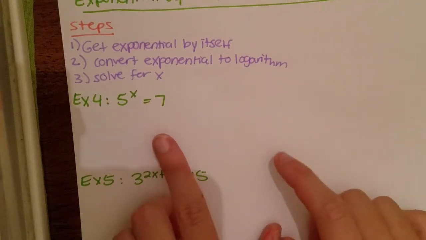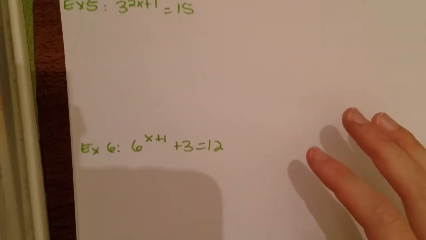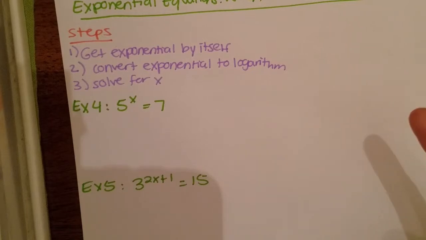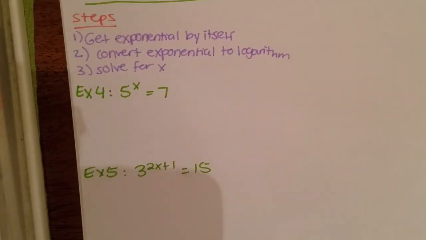Then, to get our exponent out of the exponent, because if you see here, all of our variables are in the exponent, the way we do that is by converting it to a logarithm, because remember you guys, a logarithm is just an exponent. And then after that, we'll be solving for x. So, let's get going on that.